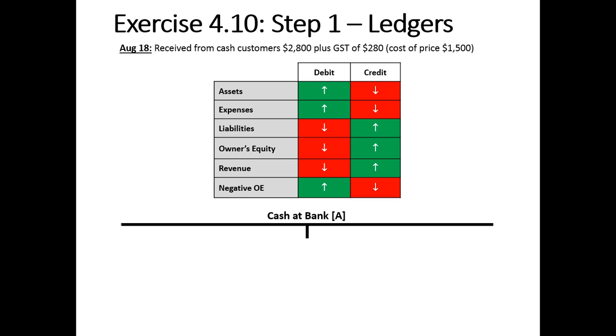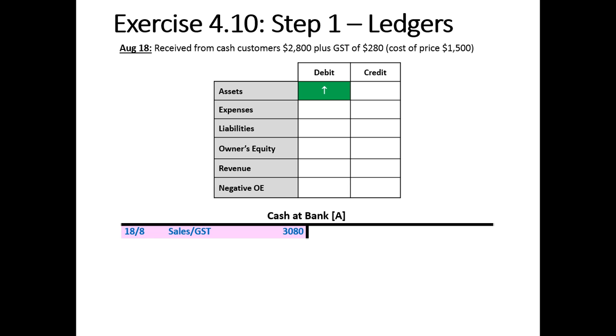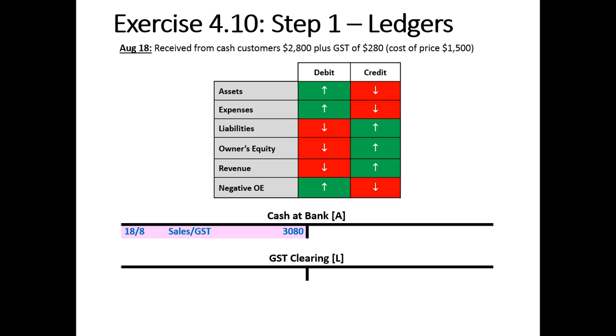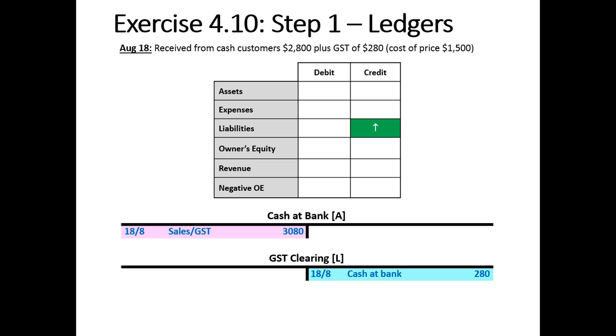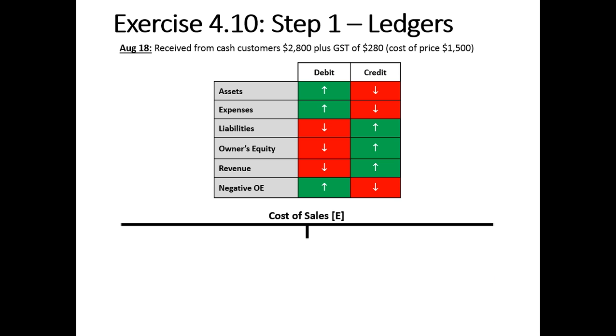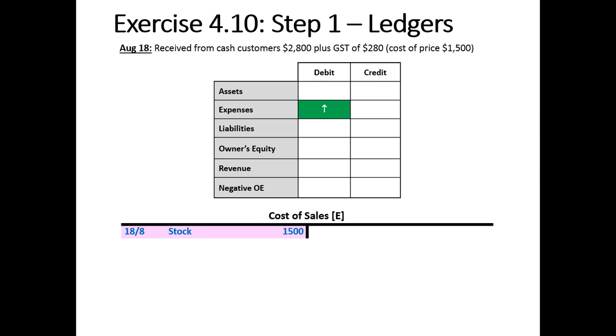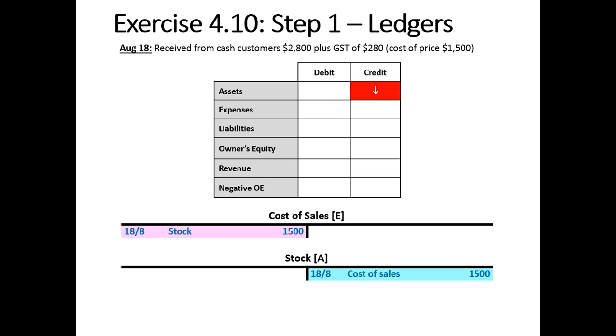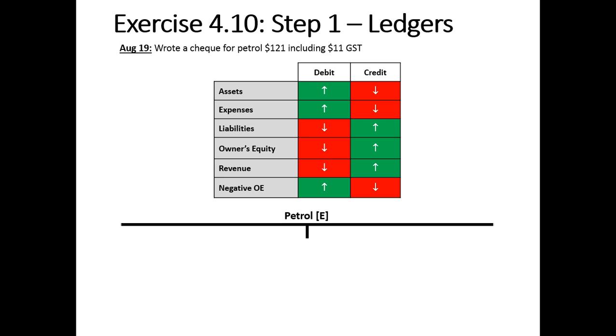Receive cash from customers. This is a cash sale of $2,800 plus GST. Price of the sale was $1,500. So cash goes up $3,080. We're receiving GST, that increases our liability, and we've got a sale revenue going up on the credit side. Factor in the cost of sale expense, which is a debit, and decrease the stock asset on the credit side.